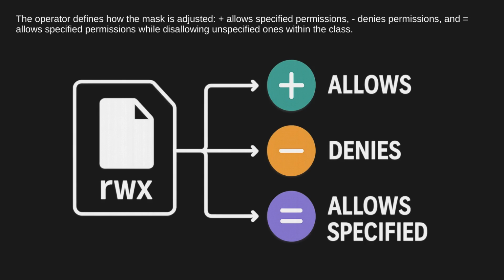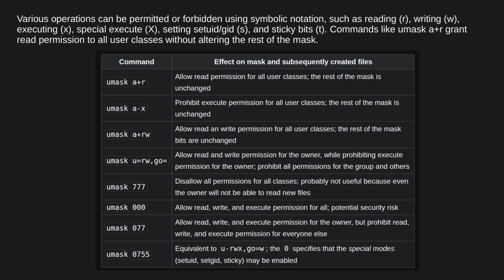The operator defines how the mask is adjusted. Plus allows specified permissions, minus denies permissions, and equals allows specified permissions while disallowing unspecified ones within the class. Various operations can be permitted or forbidden using symbolic notation, such as reading, r, writing, w, executing, x, special execute, X, setting setuid or setgid, s, and sticky bits, t.